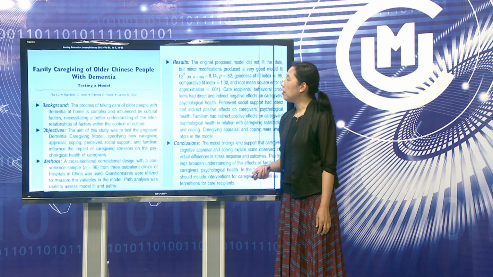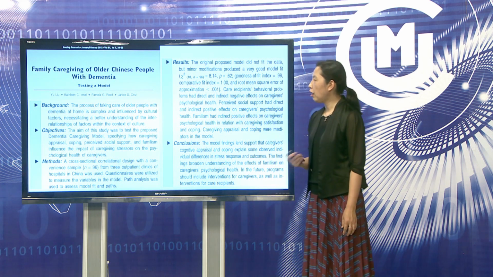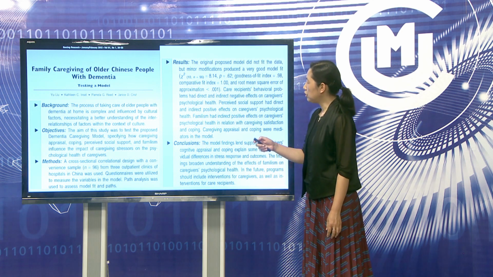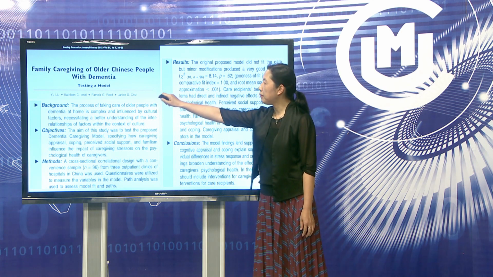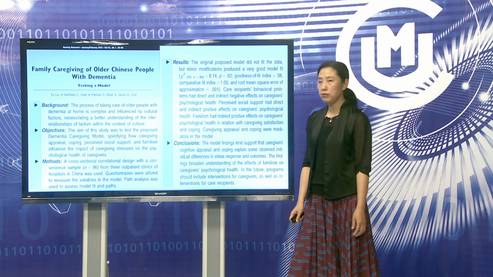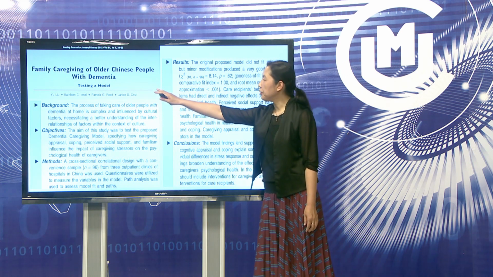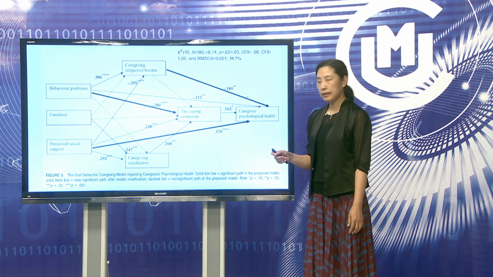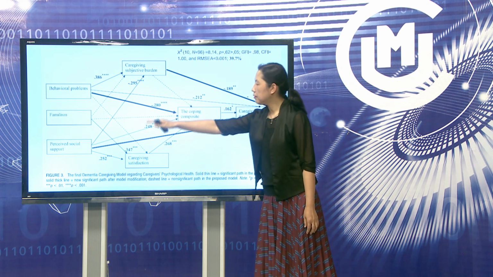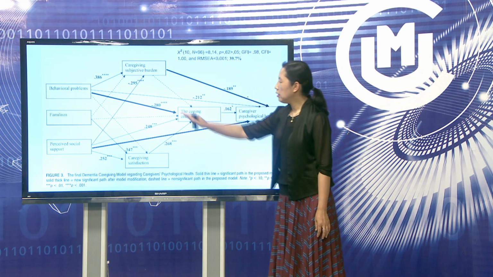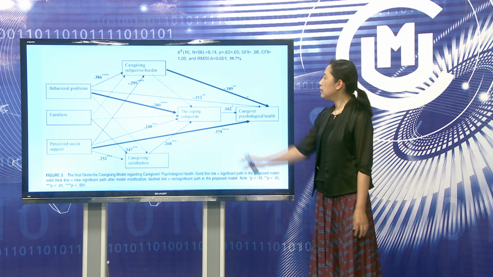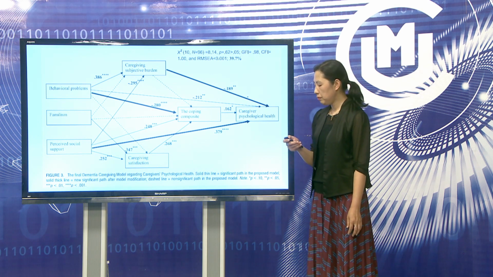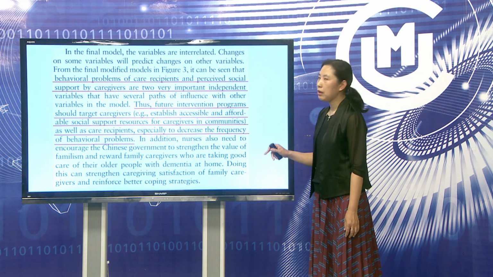So let me give you an example. This is the research our group did in 2012. The topic of my research is family caregiving of older Chinese people with dementia, and we were going to test a model. From this model, you can tell the behavioral problems and perceived social support are very important factors. They influence caregiver psychological health a lot. So in our discussion, we wrote down like this.